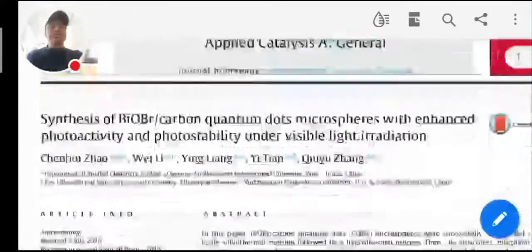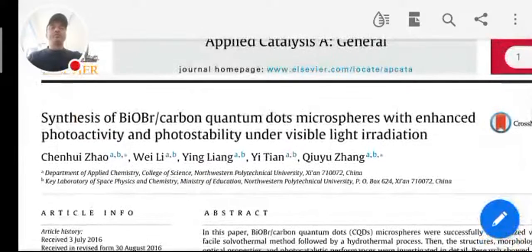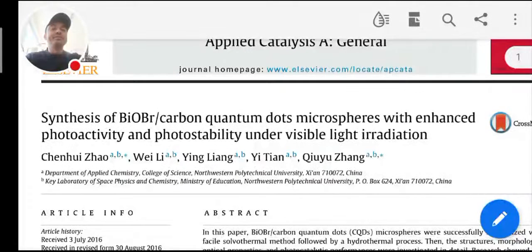So today in this paper, again for a short summary, the group of researchers have synthesized BiOBr carbon quantum dot microspheres with enhanced photocatalytic activity and photostability under visible light irradiation.